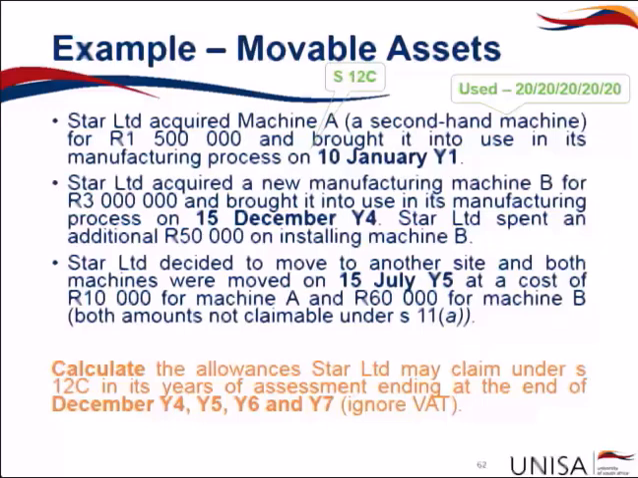Next, Star Limited acquired a new manufacturing machine B for 3 million and brought it into use in its manufacturing process on the 15th of December, Y4, so year 4.